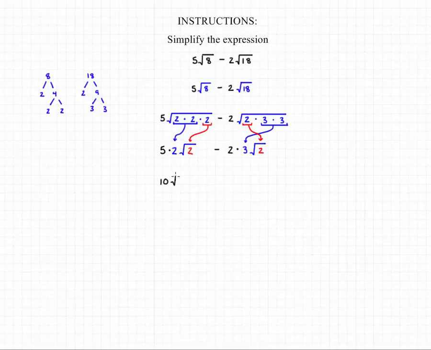And if we perform that multiplication, we'll end up with 10 times the square root of 2 minus 6 times the square root of 2, and we now have matching roots and radicands. So we can subtract by simply subtracting the coefficients, 10 minus 6 times the square root of 2, which will give us 4 times the square root of 2, which will be our final answer.